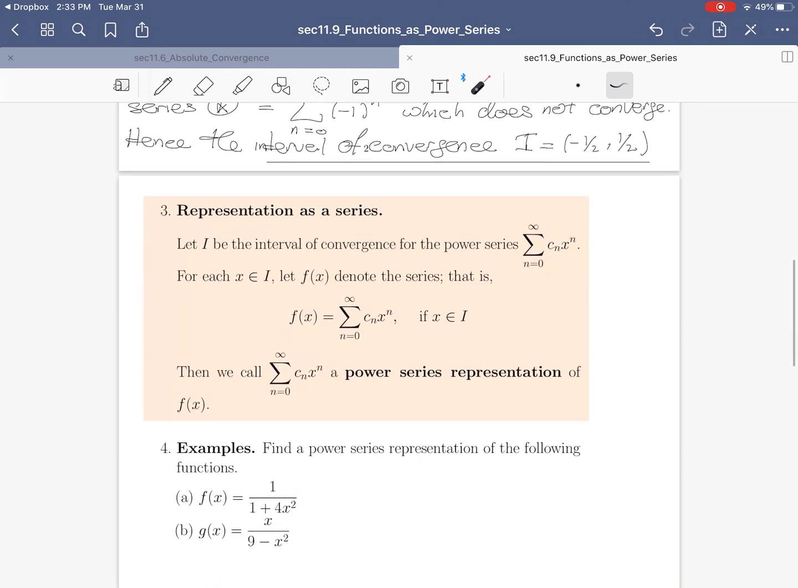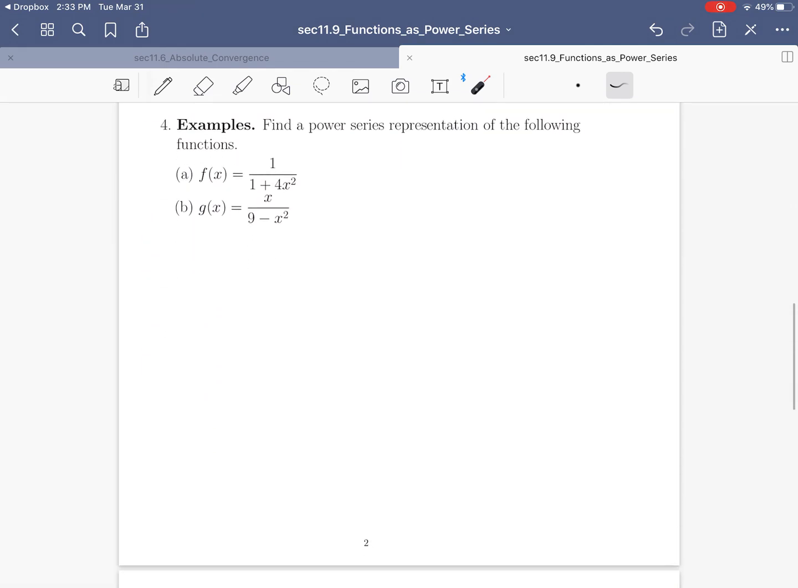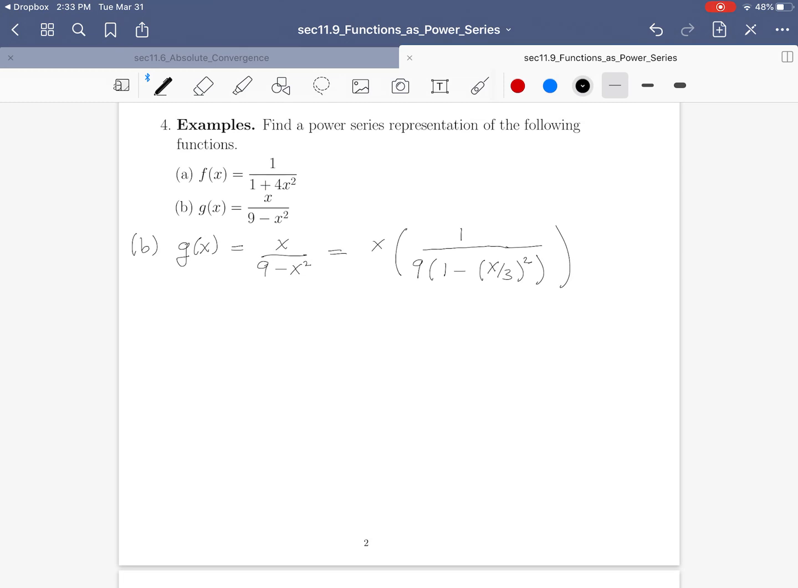Okay, let's do example B. And so for example B, we're going to follow a similar argument. So g of x is equal to x divided by 9 minus x squared. So let's write this as x times 1 divided by 9 times 1 minus (x divided by 3) all squared. So that I can write as x divided by 9 times 1 divided by 1 minus (x over 3) all squared.